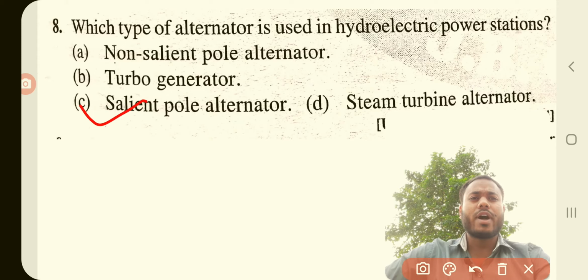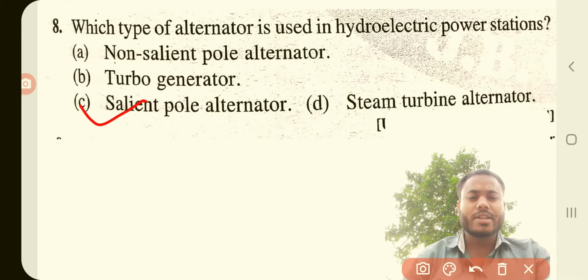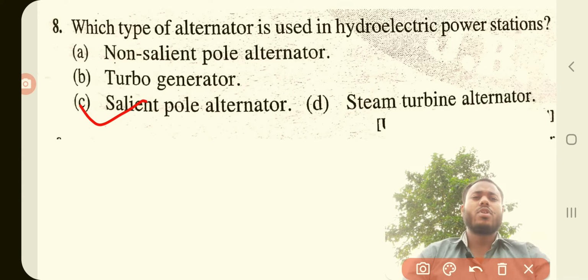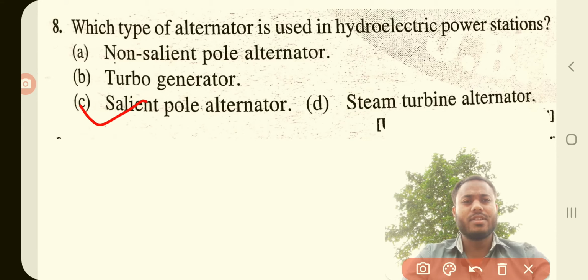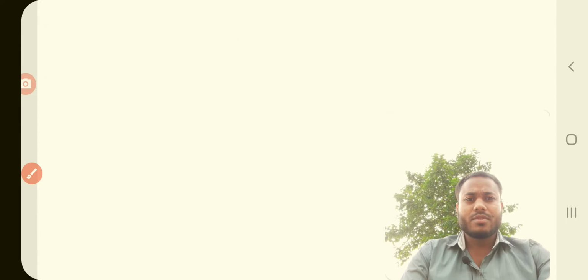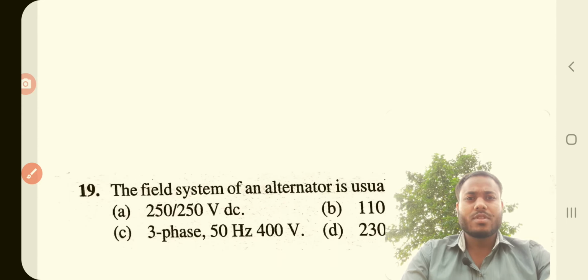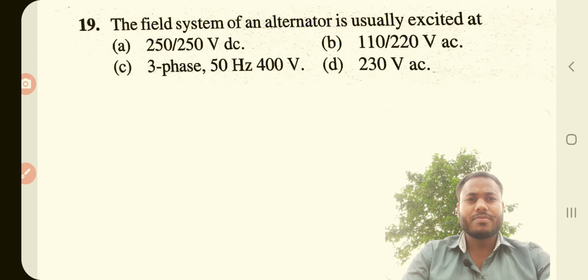In a hydro power plant, the speeds are low, and where low speed is required to generate electric power, salient pole type alternators are always used. So here the right answer is C. Now see the next question.